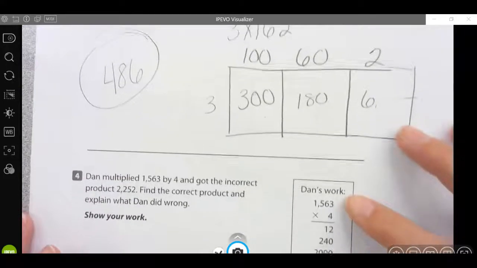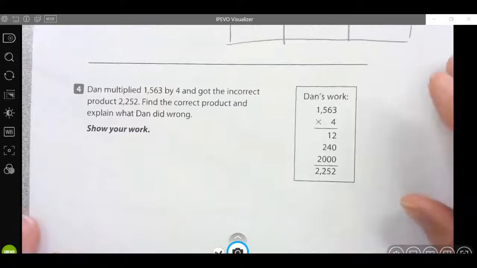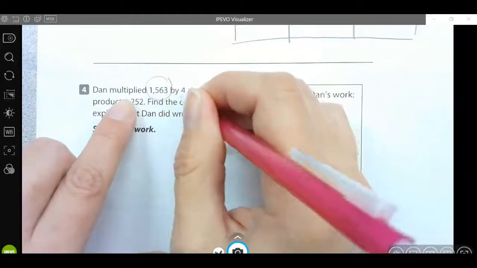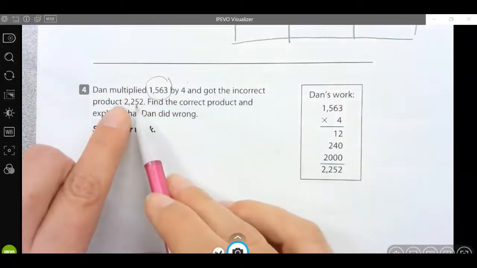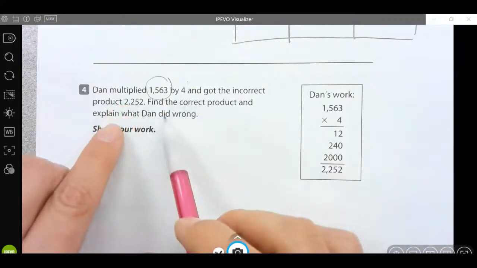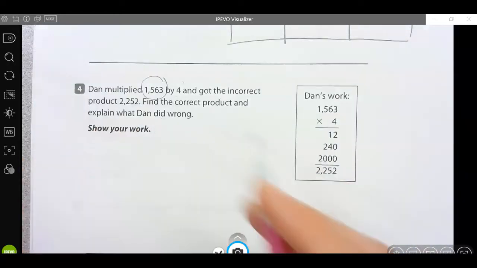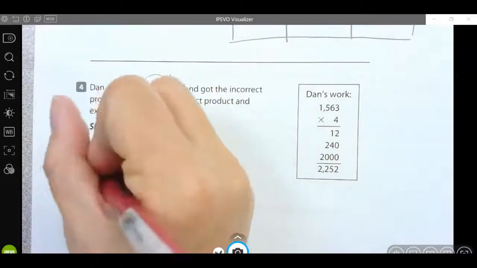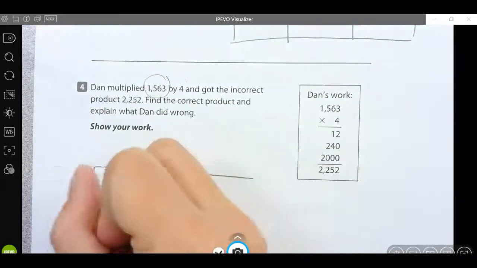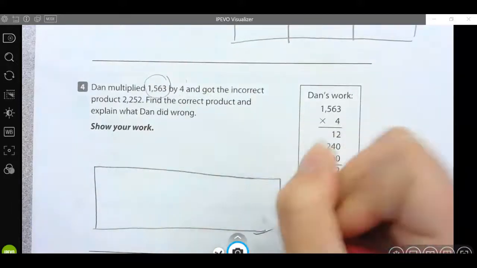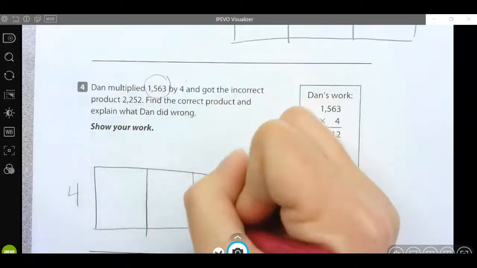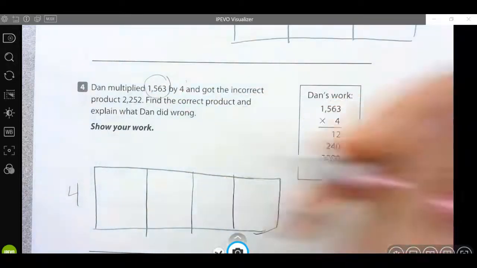Let's take a look at number 4. Dan multiplied this number by 4 and got the incorrect product. Find the correct product and explain what he did wrong. So automatically we know we have to multiply, so what are we going to draw? Box model. So we have 4, and then we have 4 numbers here. So that tells me I need 4 boxes.